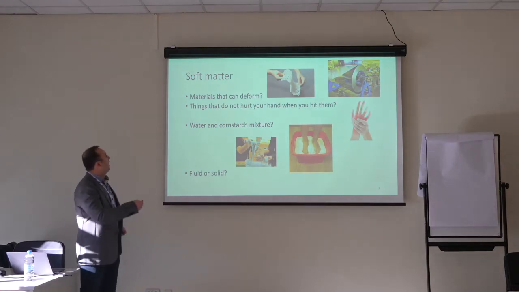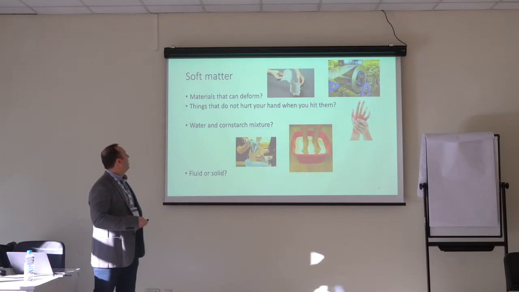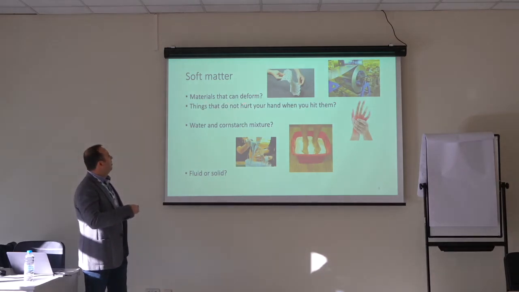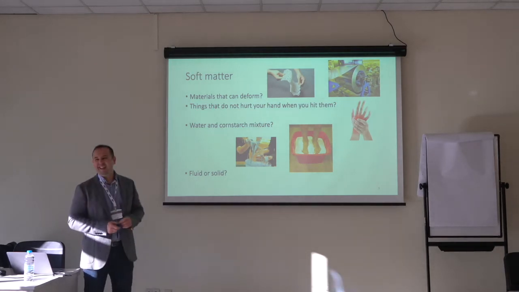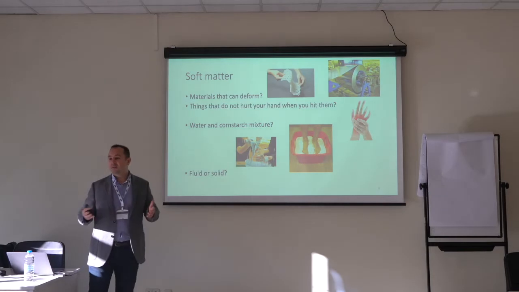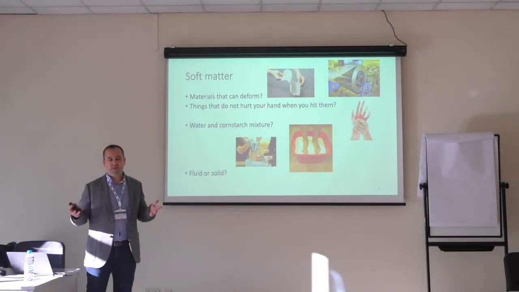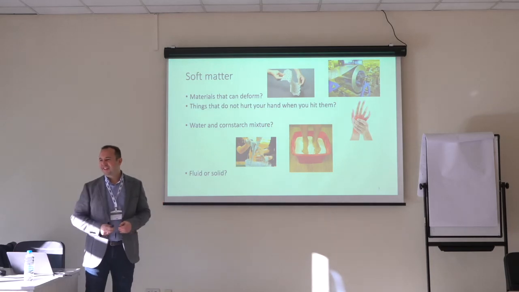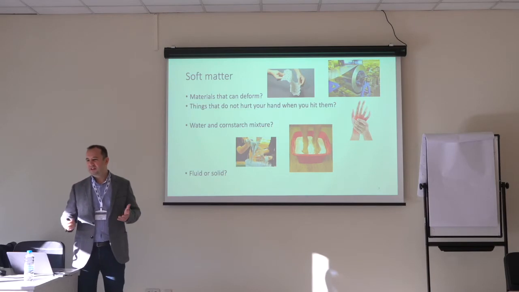We can simply define it as a material that can be formed? Some vague definitions might continue, such as things that do not hurt your hand when you hit them, which might be the non-scientific definition of soft matter. For example, is a water and cornstarch mixture by definition soft matter or not? Maybe I can ask you. Yeah, water and cornstarch mixture, for example. Water could be soft.